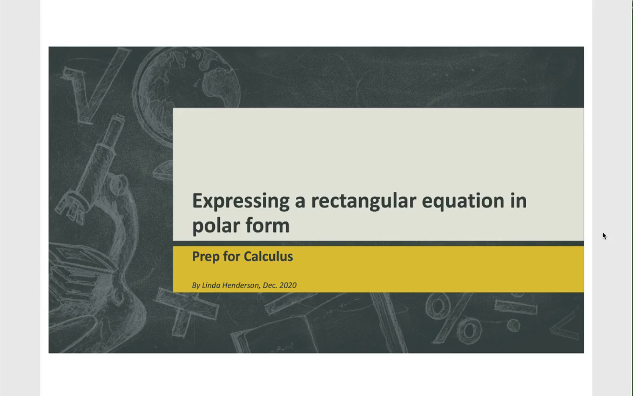Hi everyone, let's walk through 3 examples of how to express a rectangular equation, that's in terms of x and y, in its polar equivalent form that will be in terms of r and theta.